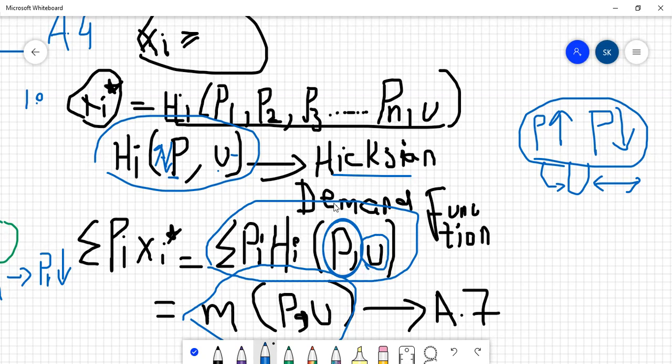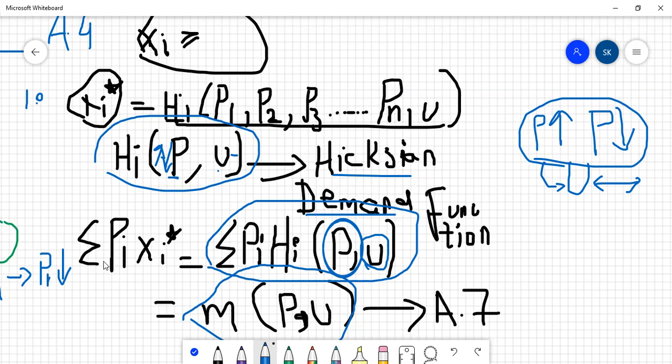Then this Hicksian demand function, or the compensated demand function, states that the consumer's behavior should be such that he or she remains on the same utility, on the same indifference curve, so that utility remains the same. Therefore, this function is known as the Hicksian demand function. Now, what will we do in Shephard's lemma?